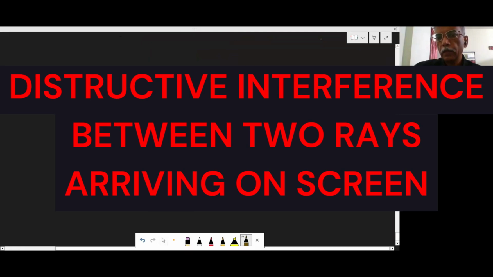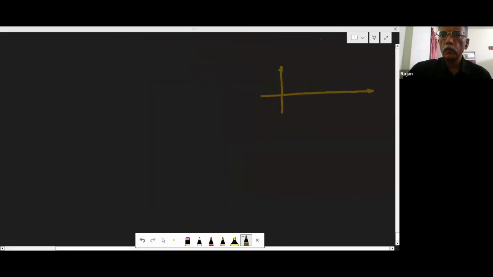The two waves I'm taking. So this is your y1 versus omega t, and the other one is your y2, and this is your omega t x-axis. The two waves are there, which we are trying to understand destructive interference.